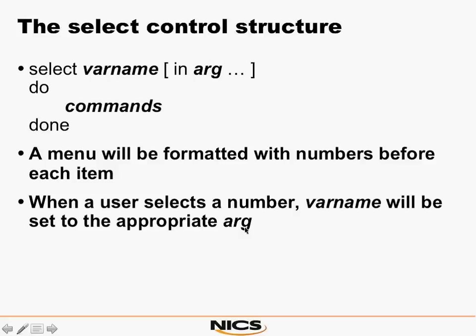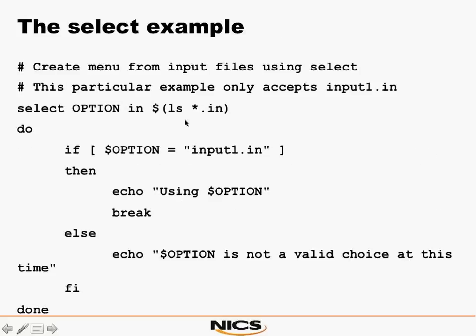Okay. And that looks pretty big. So let's do this example. I'm going to create a menu from input files using select. This example only accepts input1.in, but you can modify it however you please. Basically, it's going to show you all the .in files that you have in your directory, and it's going to ask you which one of those you want. It's going to take that value and put it into this variable option.